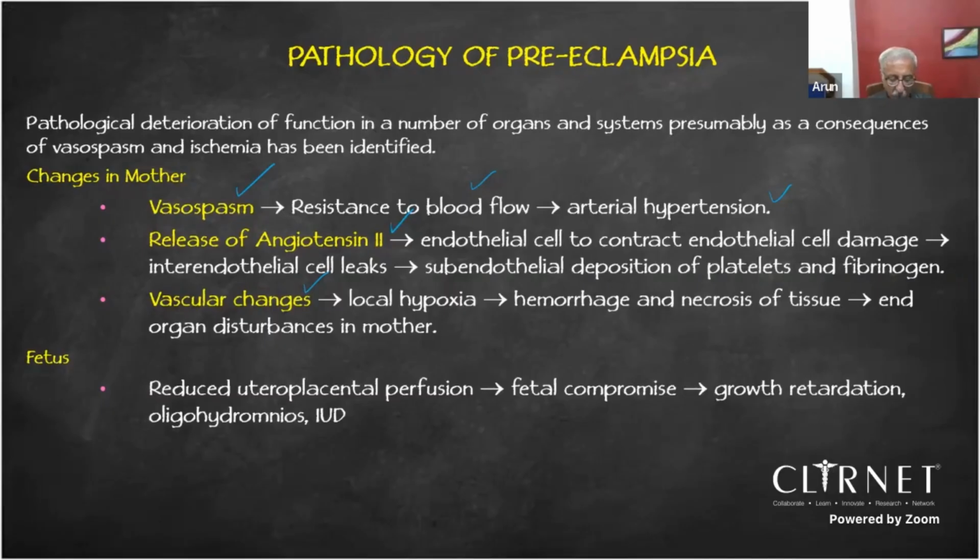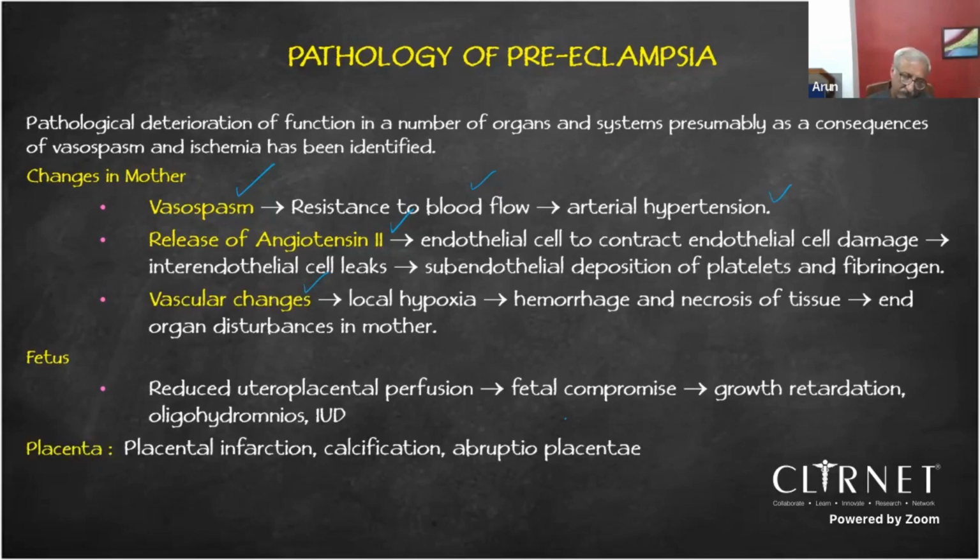In the fetus, there is reduced uteroplacental perfusion, which may lead to fetal compromise, growth retardation, and oligohydramnios, and at times maybe an IUD also. In the placenta, we see placental infarcts, calcifications, and there may be abruptio placentae.